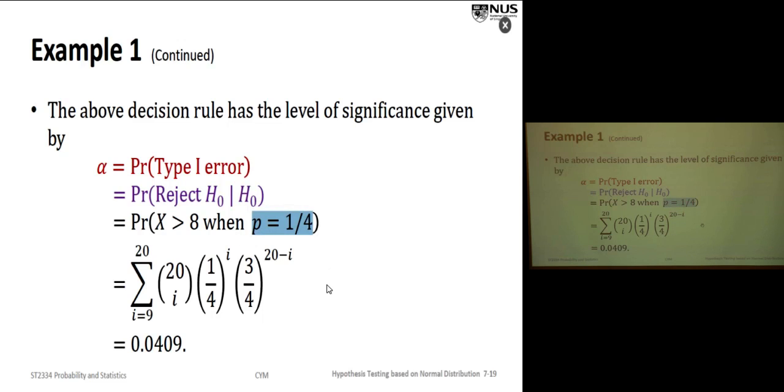We can compute this, because it is just a sum from i equals 9 to 20 of a binomial probability mass function with success probability 1 over 4. If you compute the sum, rather tediously, you'll get 0.04. So in this particular example, this decision rule has quite low type 1 error, or size. The size of the test is small, which is good.